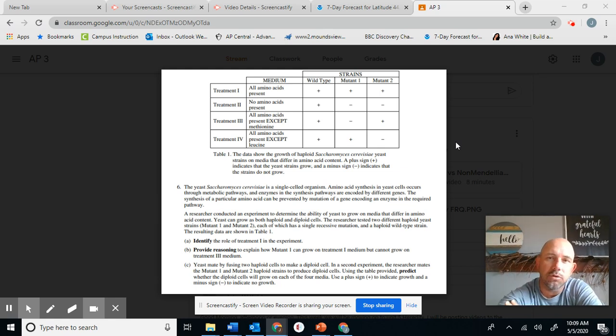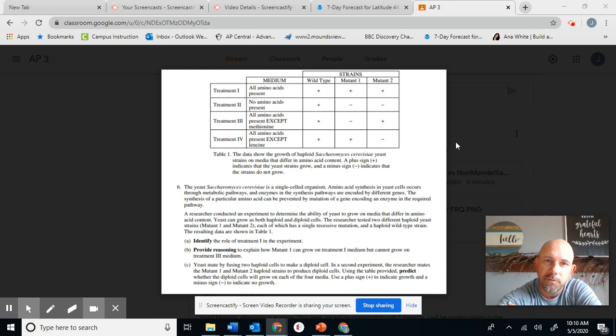So again, if we take a look at treatment one, no amino acids are present, which basically tells us that mutant one and mutant two do not have the ability to produce what they need in order to survive in treatment two. If we take a look at treatment three, it looks like all the amino acids are there except methionine, so therefore mutant two is fine, right? It has the ability to produce methionine, where mutant one does not, and so therefore it has the inability to grow in that treatment.